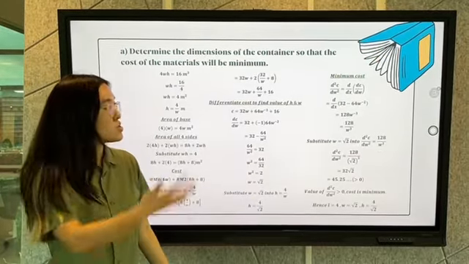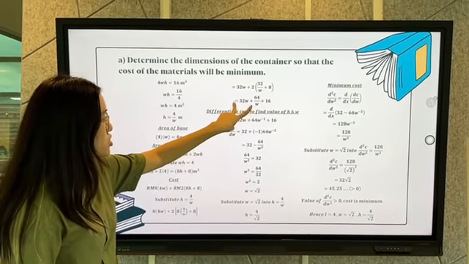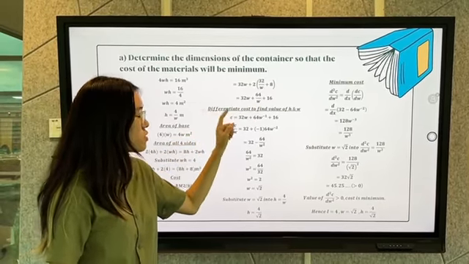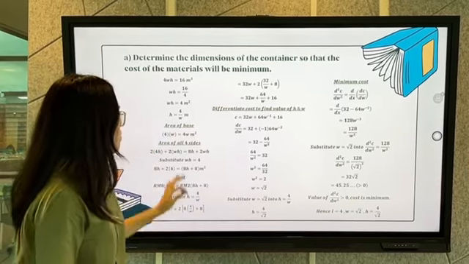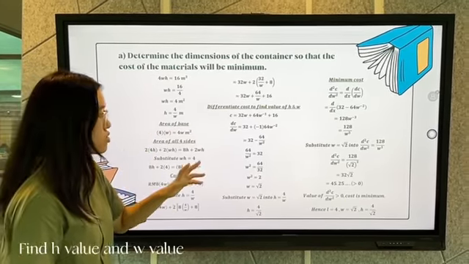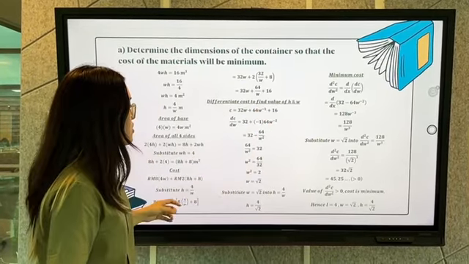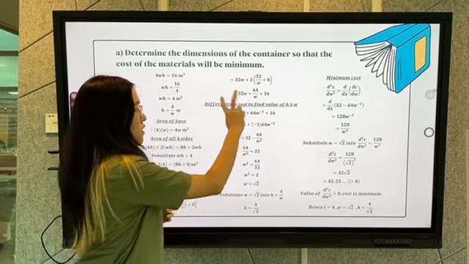Alright, now let's continue with this question. So we have the cost function right here, which is 32W plus 64 over W plus 16. But we have a lot of variables here. So what we're going to try to do is find the value of H and W first. First of all, we're just going to differentiate our function right here.